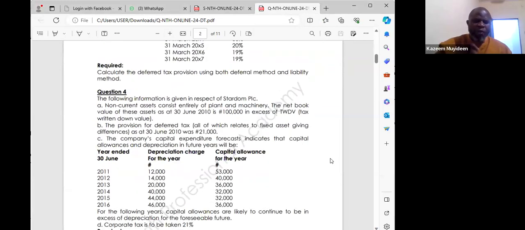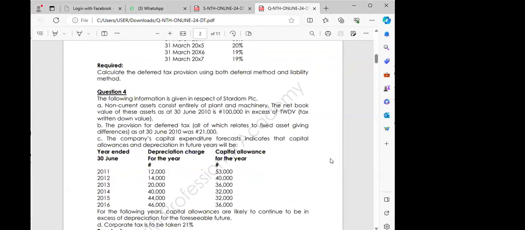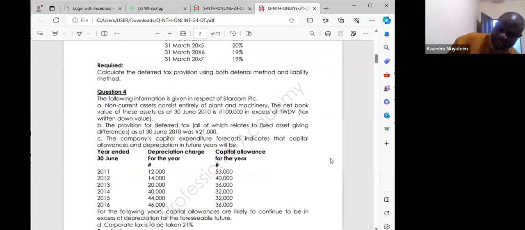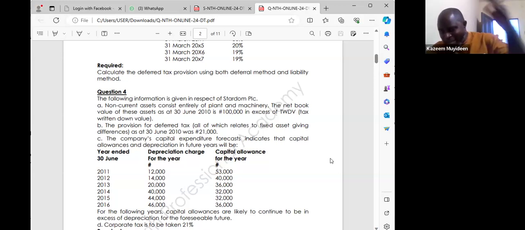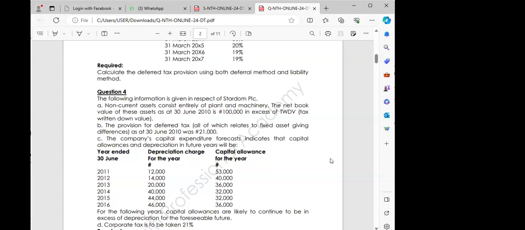Question 4. The following information is given in respect of the standard PSC. Non-current asset consists entirely of plant and machinery. The net book value of this asset as at 30th June 2010 is 100,000 in excess of the tax base. Does that pass the message to you? It's 100,000. The net book value of our asset is 100,000 higher than the tax base. To me, the message has been passed.